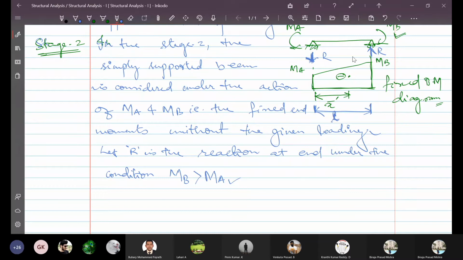Now, what will be this reaction R? If MB is greater than MA, can I write R equals MB minus MA by L? Can I write like this? The reaction R will be given as MB minus MA by L. Now you may say, sir, where did this come from?